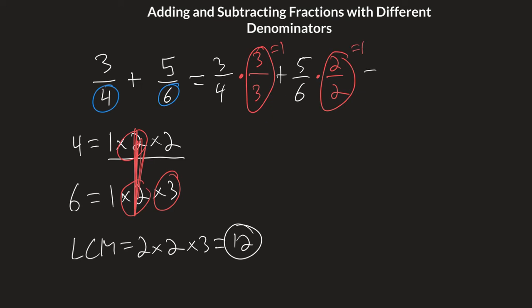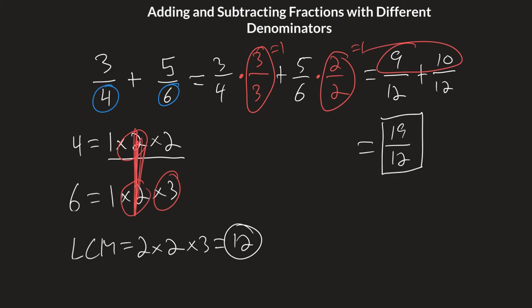So now we'll simplify a little bit. First, we have 3 times 3 is 9, and then 4 times 3 is 12, plus 5 times 2 is 10, and 6 times 2 is 12. When we add these together, we only add the numerators. The denominators stay the same once they're equal to each other, so we get 19 over 12. You would check to make sure you could reduce that, which here we cannot.